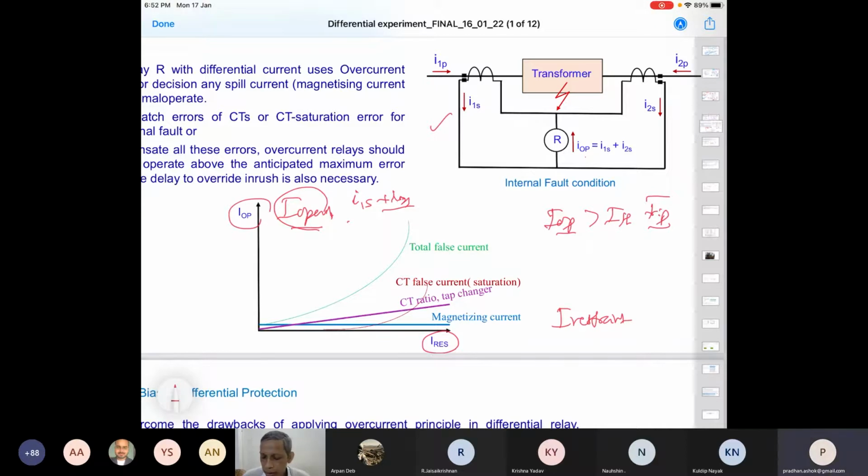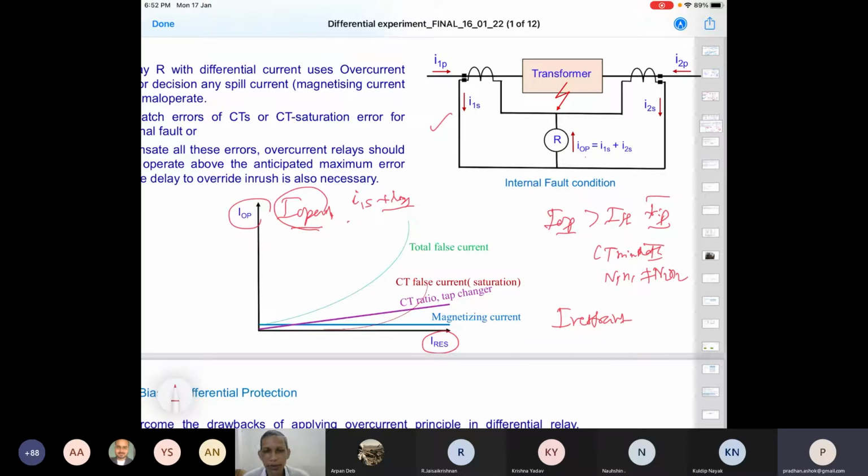But what happens? As I say, CT mismatch. What is CT mismatch? N1 is no more equal to N2. What will happen? Even in the normal situation, one side current may be higher than the other one. So the differential current will be no more zero. There will be a current here, and depending upon the mismatch, this through current or spill current will be there.